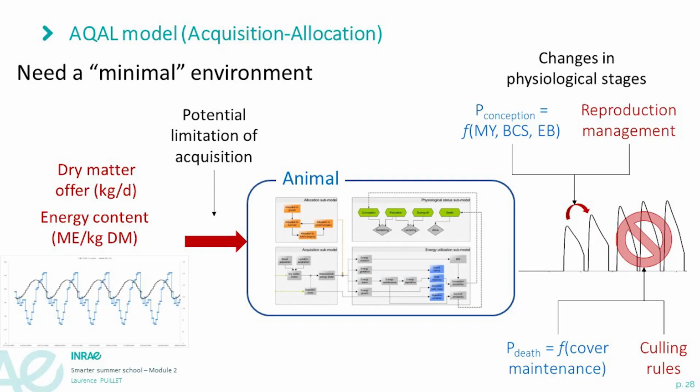But we need to have a minimum representation of reproduction management. When it's possible, when it's not possible. And the same for the whole life of the dairy cow. You need a minimum representation of some culling rules, or you have a forever living cow.